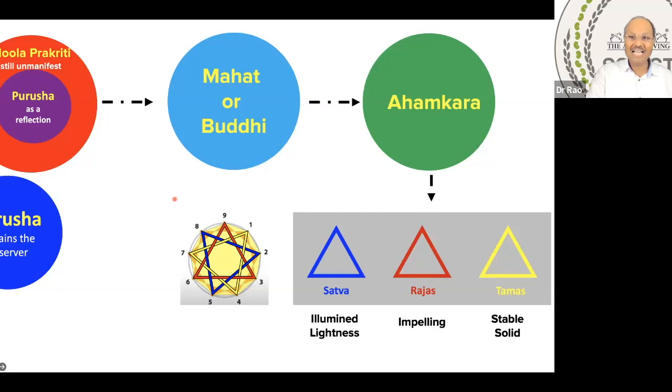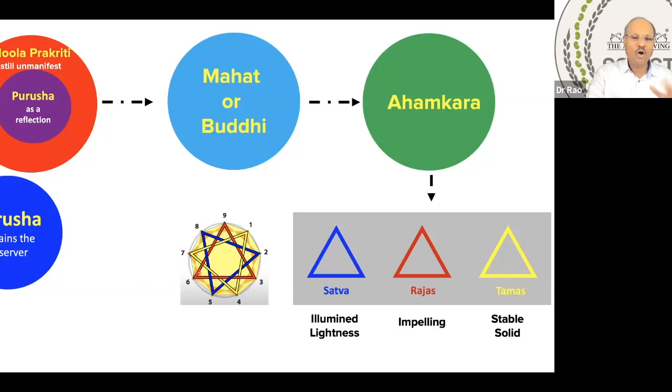Now comes the important part. Once the Ahankara is created, there is an equilibrium of three triangles, the Sattva, Rajas, and Tamas. Sattva is the lightness, the illumination. Rajas is the impelling force, the dynamic force, and Tamas is the solid force. From the Ahankara, these three equilibrium triangles start to move. Up to now, no creation has happened. No subtle creation, no gross creation, but these three triangles start to oscillate.